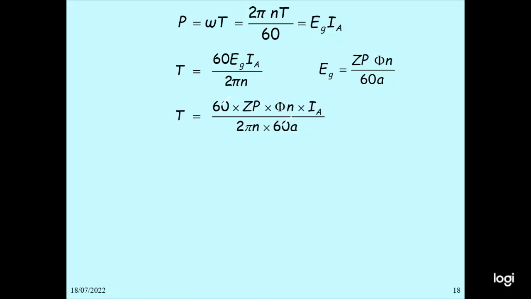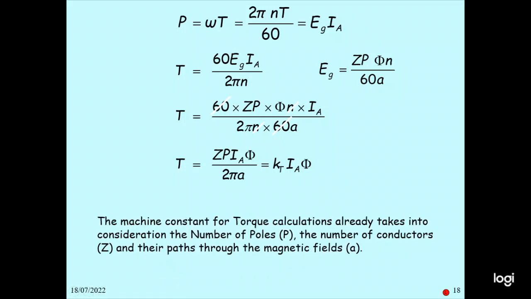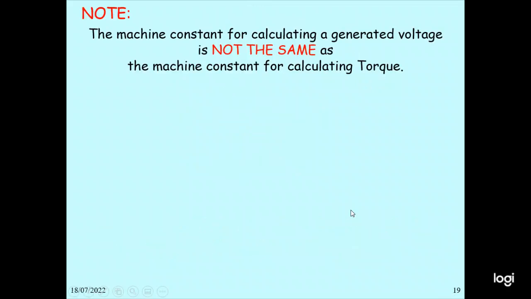Then we calculate it. So that will be T equals ZφP Ia by 2πA, so Kt Ia φ. The machine constant for the torque calculation already takes into consideration the number of poles P, the number of conductors Z, and the flux per pole φ.